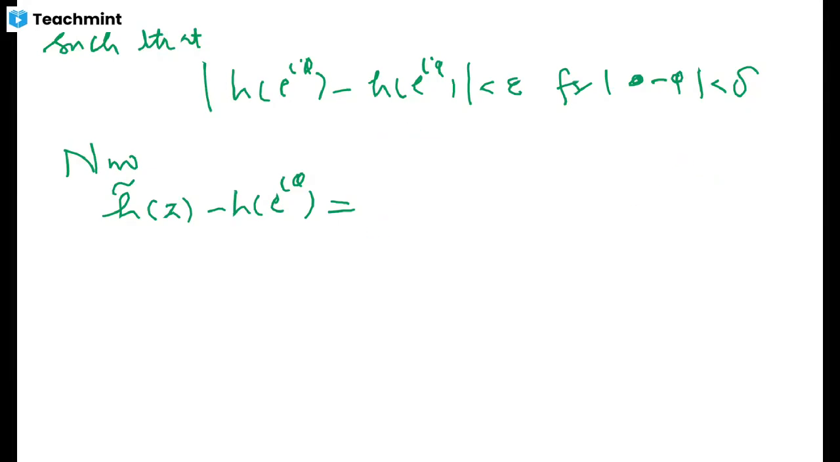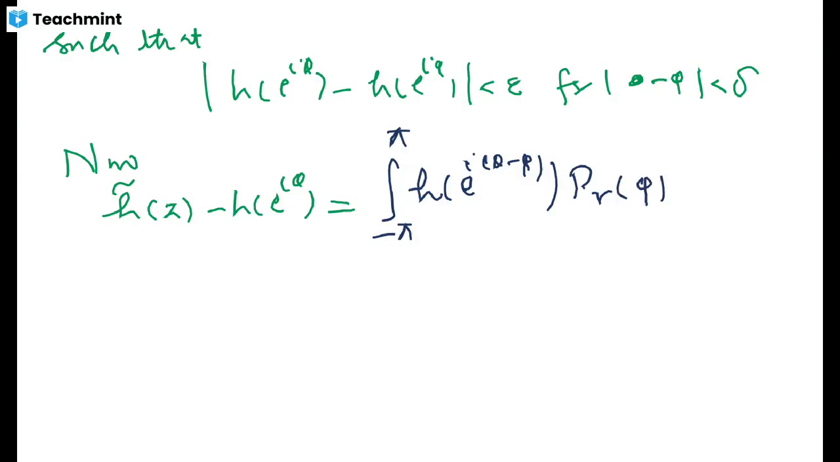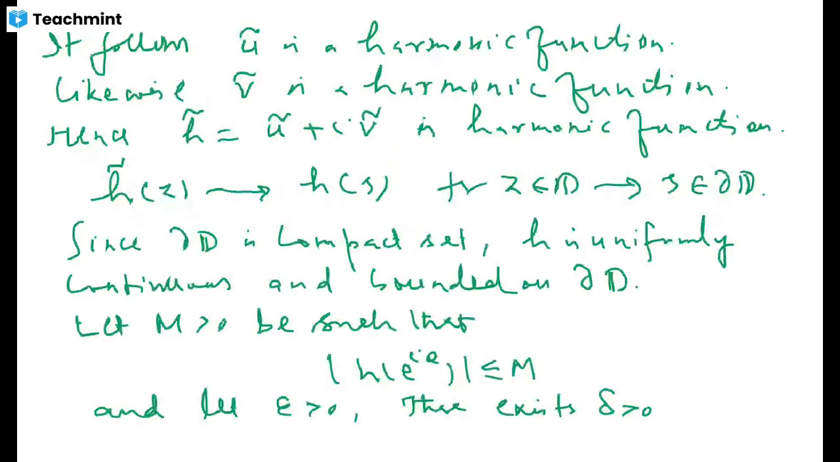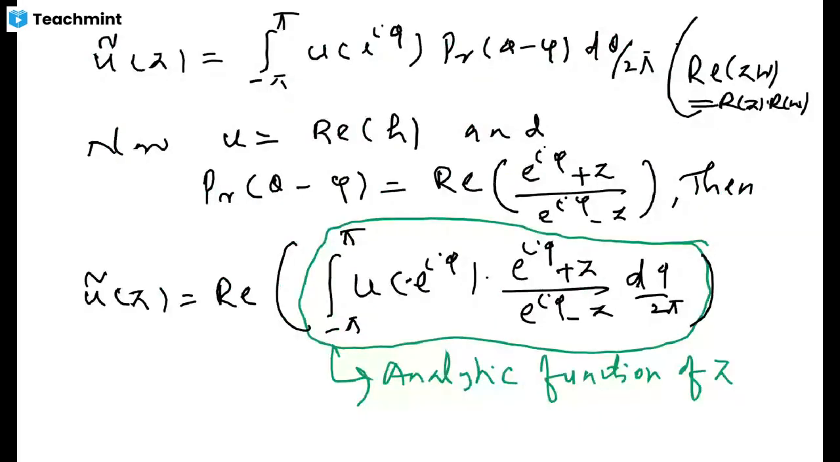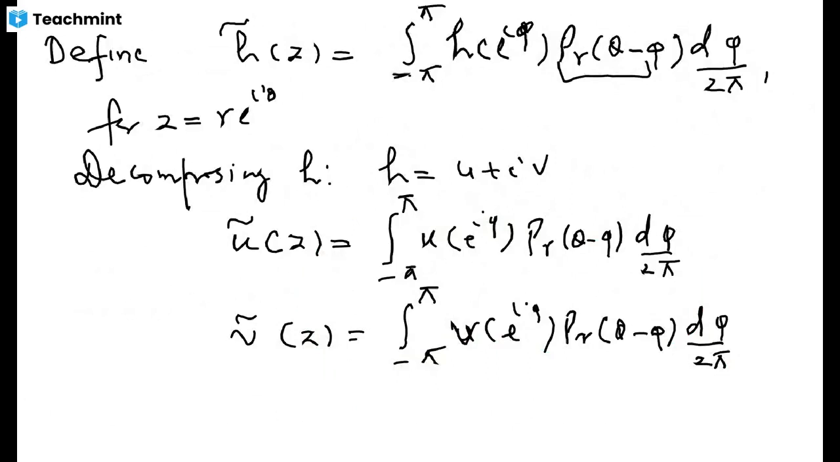Let me change the color as well. So this is the integral from minus pi to pi of h(e^{iθ−φ}) P_r(φ) dφ/2π. We had this e^{iθ}, but I'm replacing it in this notation where I have defined h(P_r(θ−φ)). So replacing θ−φ by φ, ultimately e^{iφ} has to be replaced by θ−φ. So this is what I'm doing here.